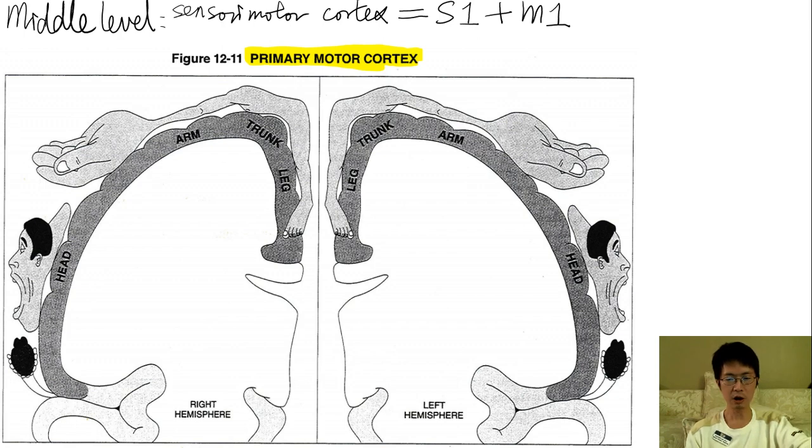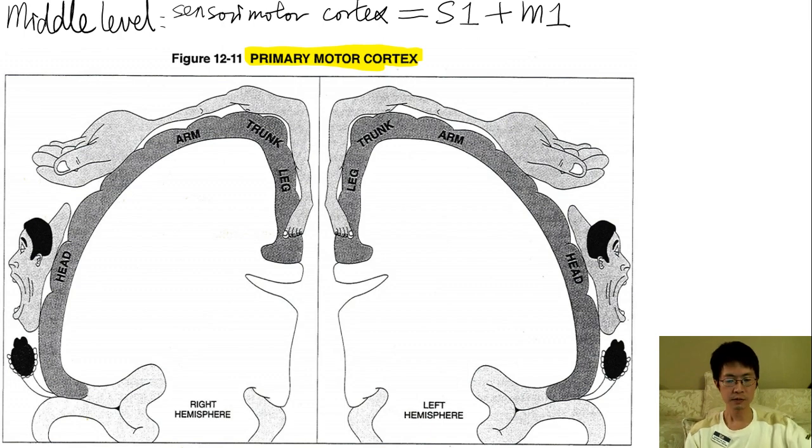Why? Because we have very good control of our hand and fingers. But our body trunk has a relatively small representation because we have a limited amount of control of our body trunk muscles. Similarly, we have a large representation of our face because we have a lot of facial expression. So in other words, the homunculus on M1 corresponds to how much control we have of that part of the body.